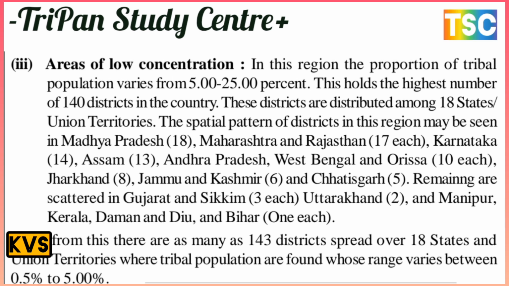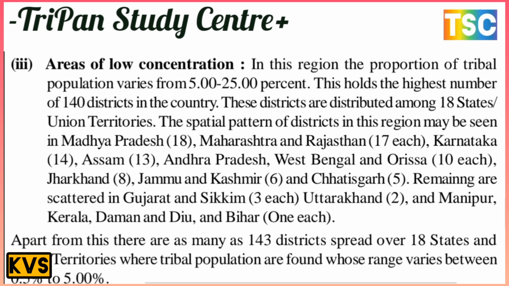The third point, which is the most important, is the area of low concentration. In this region the proportion of tribal population varies from 5 to 25%. This holds the highest number of districts in the country, 140 districts, and these districts are distributed among 18 states and union territories.